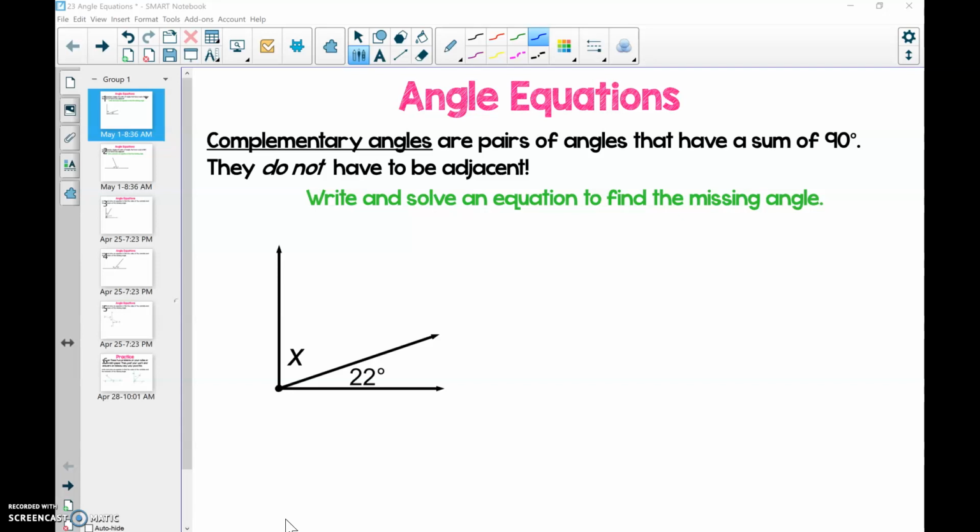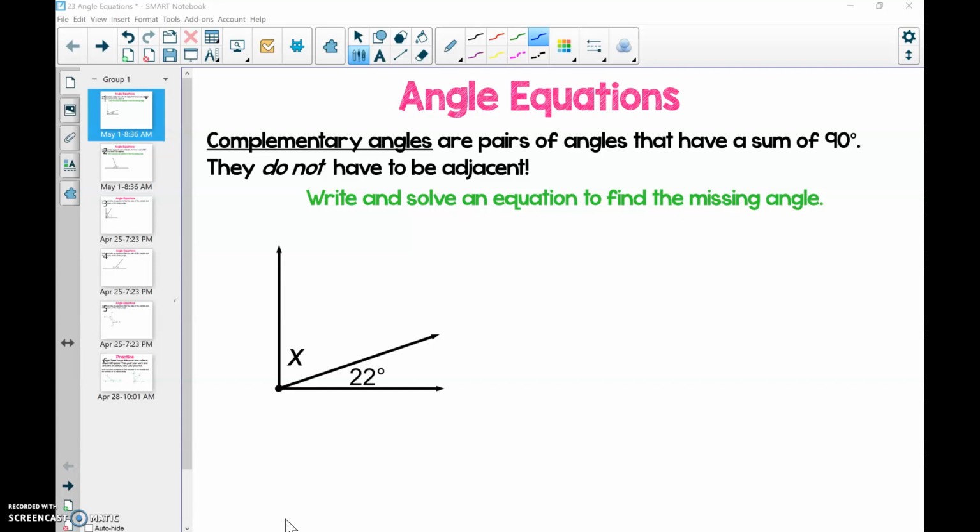So when we look at this, just to remind you, complementary angles are the pairs of angles that have the sum of 90 degrees. That means they add up to 90 degrees to create that right angle. They don't necessarily have to be adjacent to each other, meaning next to, but a lot of times they are. So in this case, you usually can do these in your head, but we are going to build on to these to get more complicated.